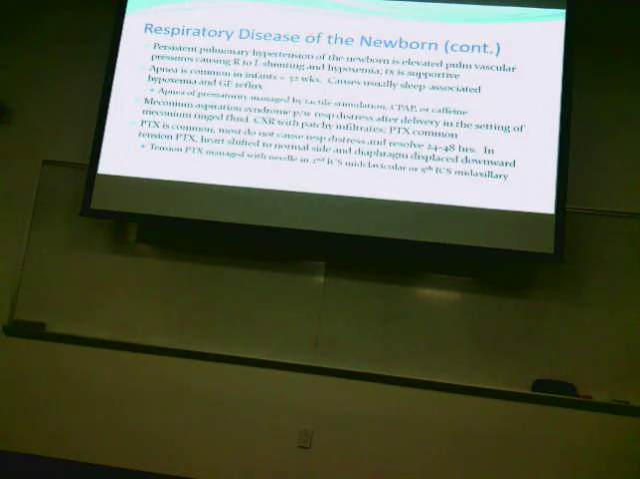Meconium aspiration syndrome, we have these babies in respiratory distress after delivery, and usually you see the fluids from mom meconium tinged. There's chest x-ray with patchy infiltrates, and pneumothorax is also common in these babies.